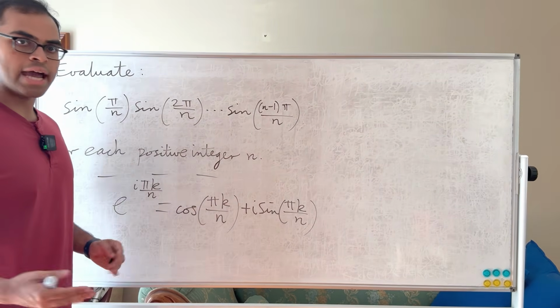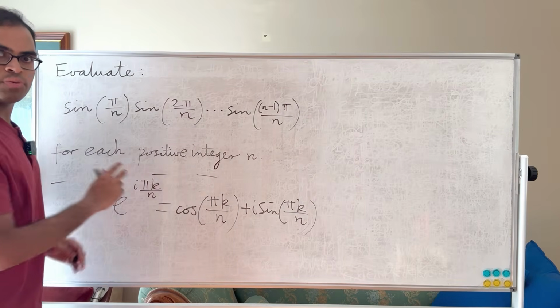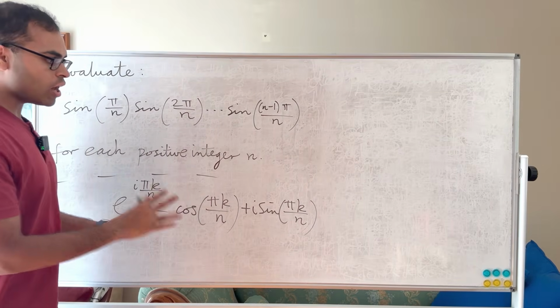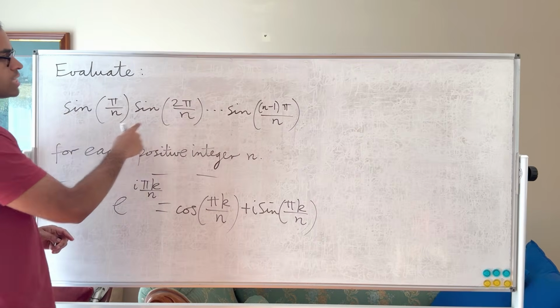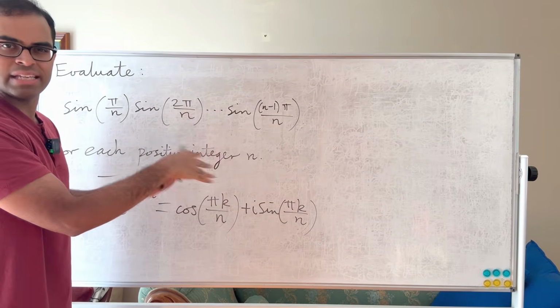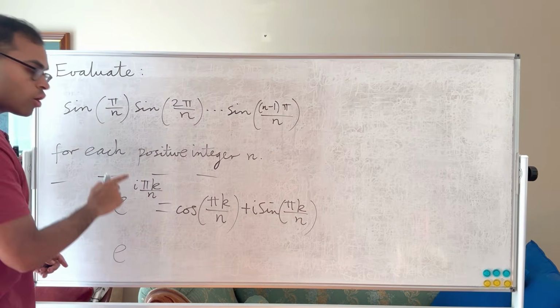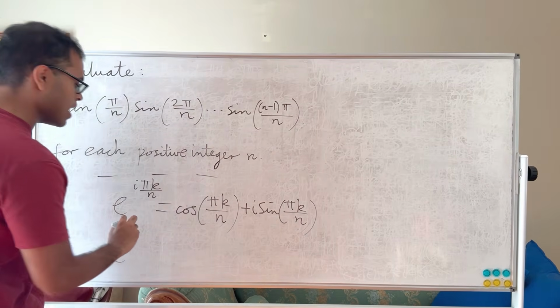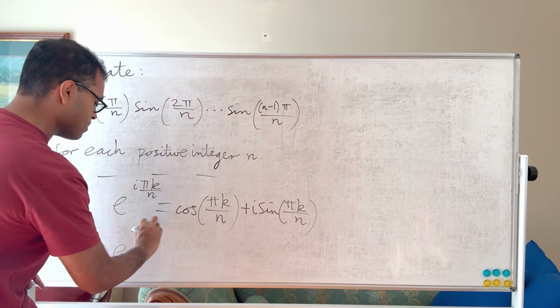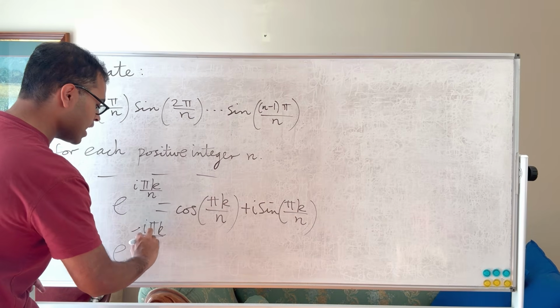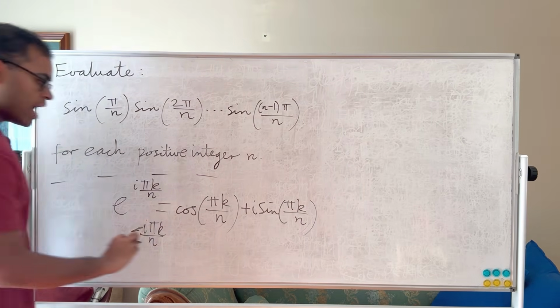Now the crucial insight is when we multiply exponentials like this, we can use exponent laws, which is a lot easier to do versus multiplying this out. There's no natural sine law that makes it easy, right? So we're going to have to use the exponential. And also notice the complex conjugate of e to the power i pi k over n is e to the power minus i pi k over n.